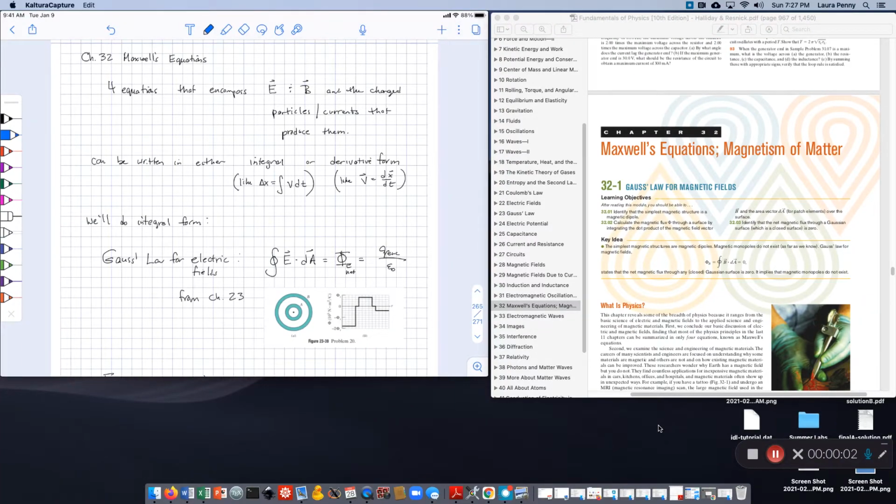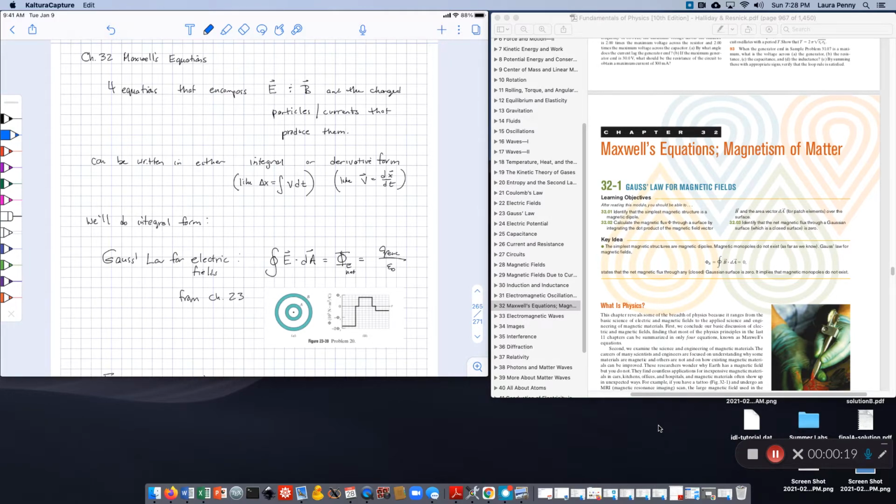Okay, so our last chapter that we're going to deal with for this test is chapter 32, which is called Maxwell's equations. These are four very, very, very important equations.